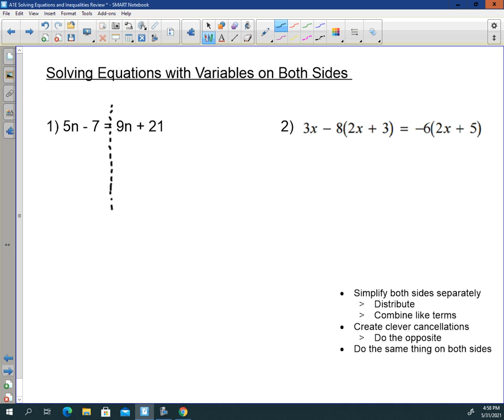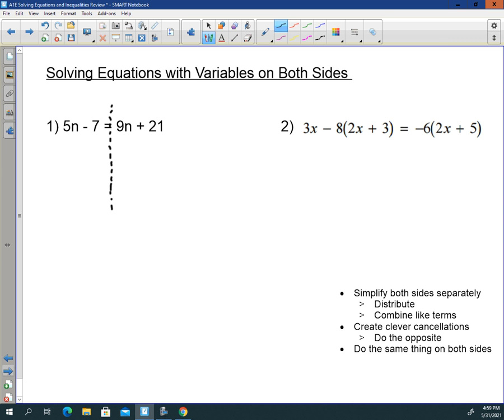When I look on the other side, 9n plus 21, there's nothing to distribute, and there's no combining of like terms. Remember, that equal sign is like a wall. I can't combine 5n with 9n yet. They're not on the same side. I have to simplify separately. But once I've looked at each side separately and realized that both of these sides are already simplified as much as they can be, that's when I move on to creating clever cancellations.